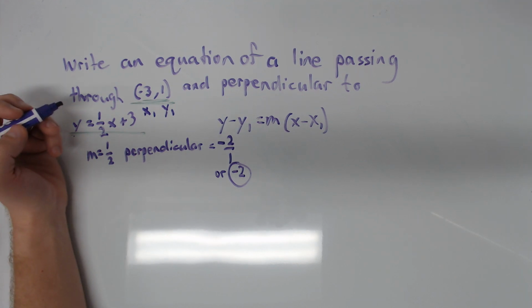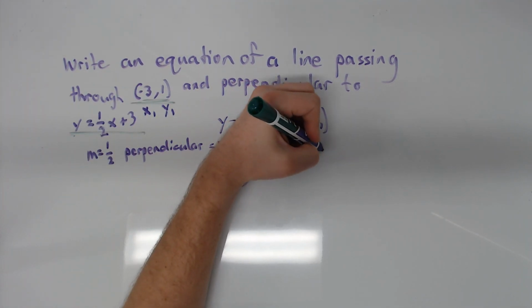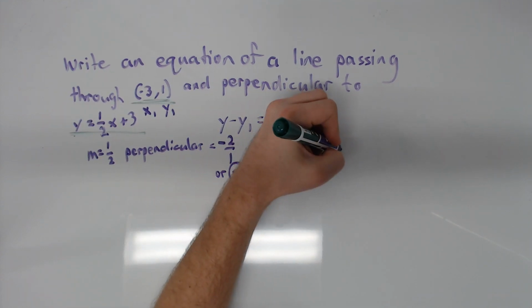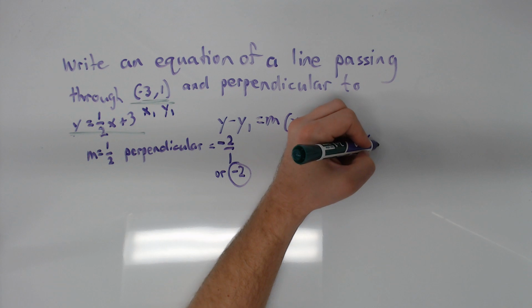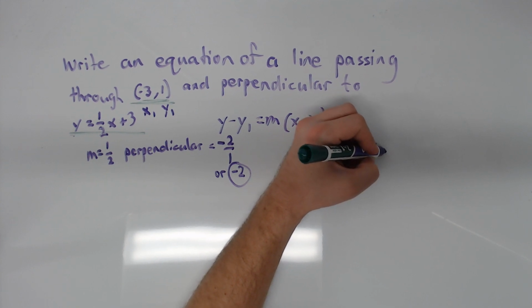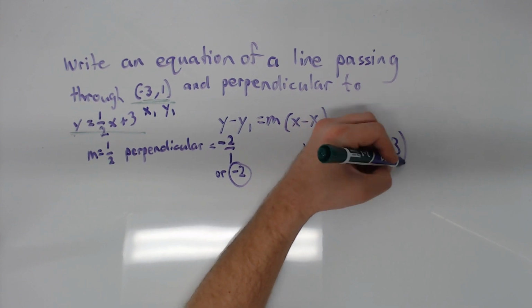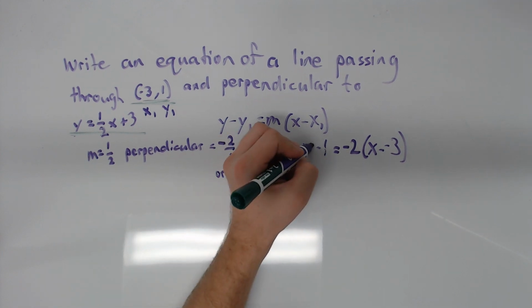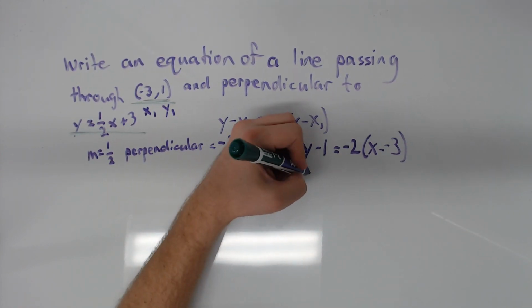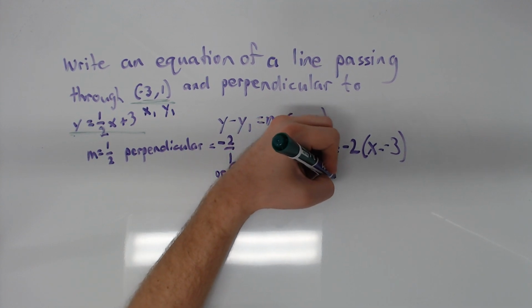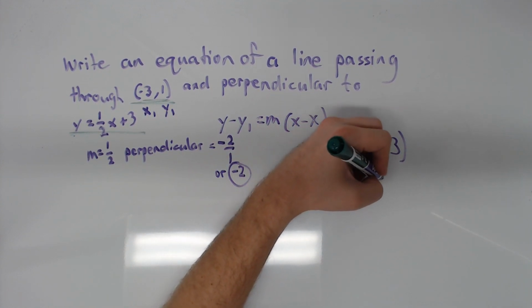That's the slope we use, and we use the x1 and the y1 from the point. So now let's fill in. Y minus y1 is 1, equals m is negative 2. Then in parentheses, x minus x1, that's a negative 3, so x minus negative 3. Now let's simplify this. X minus negative 3 can be x plus 3. And that's a perfectly acceptable answer.